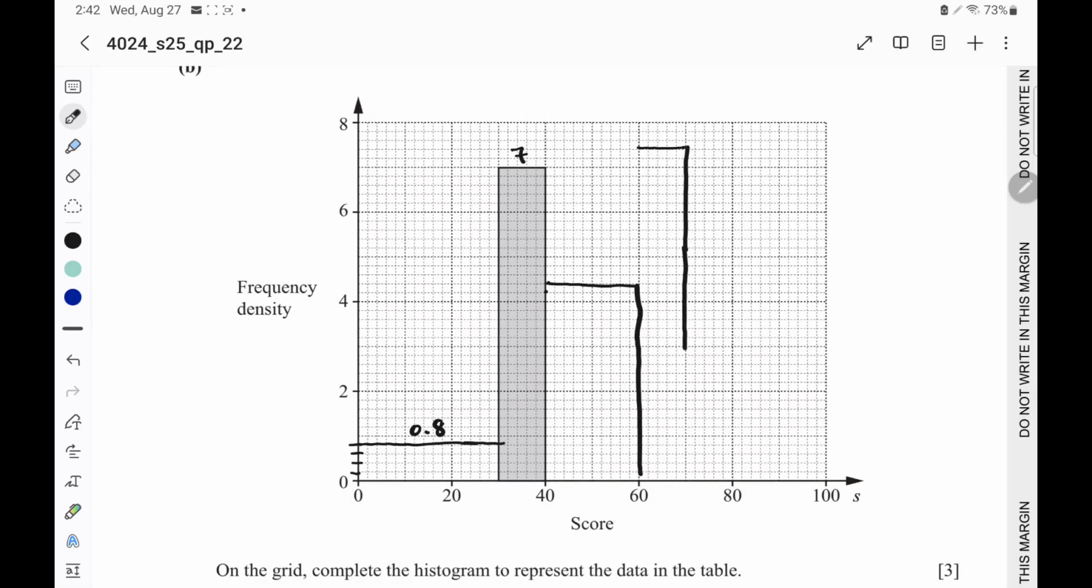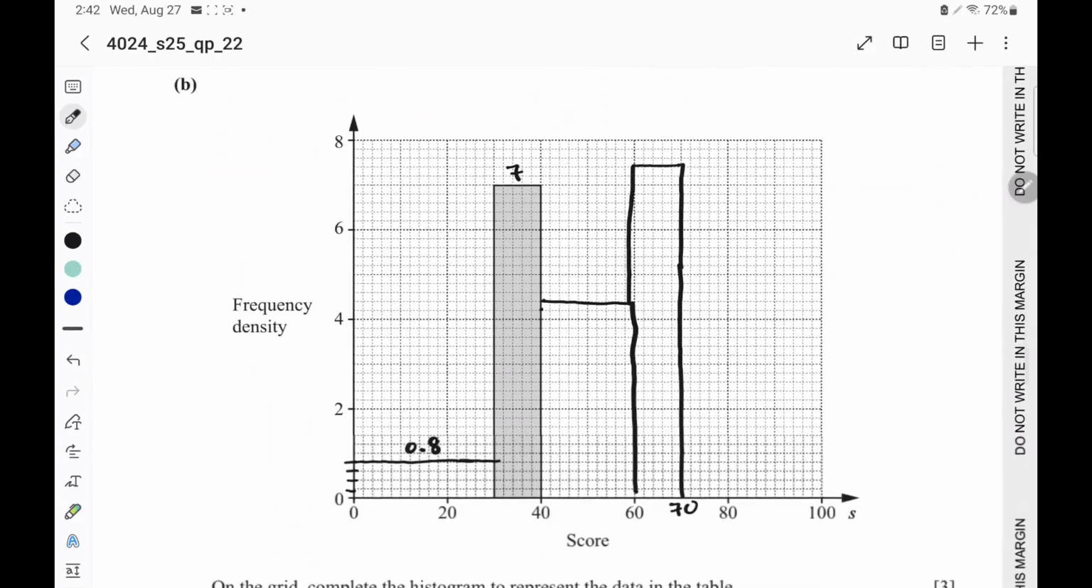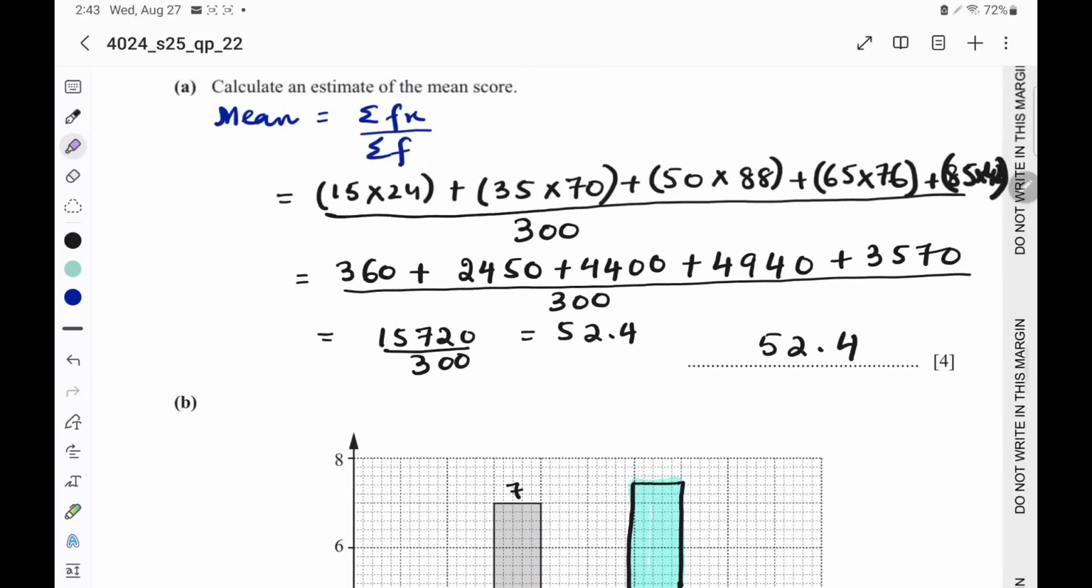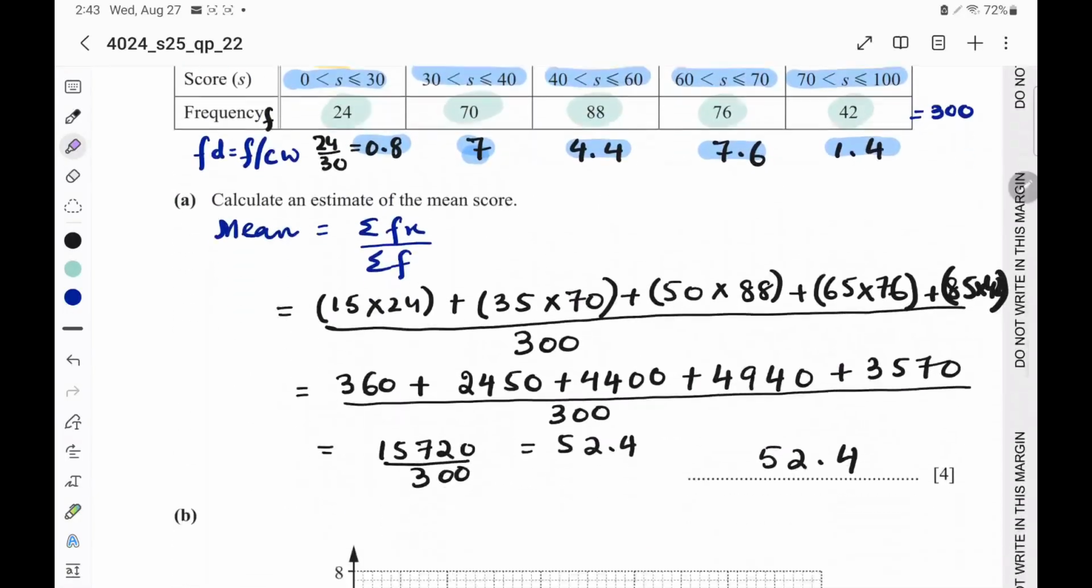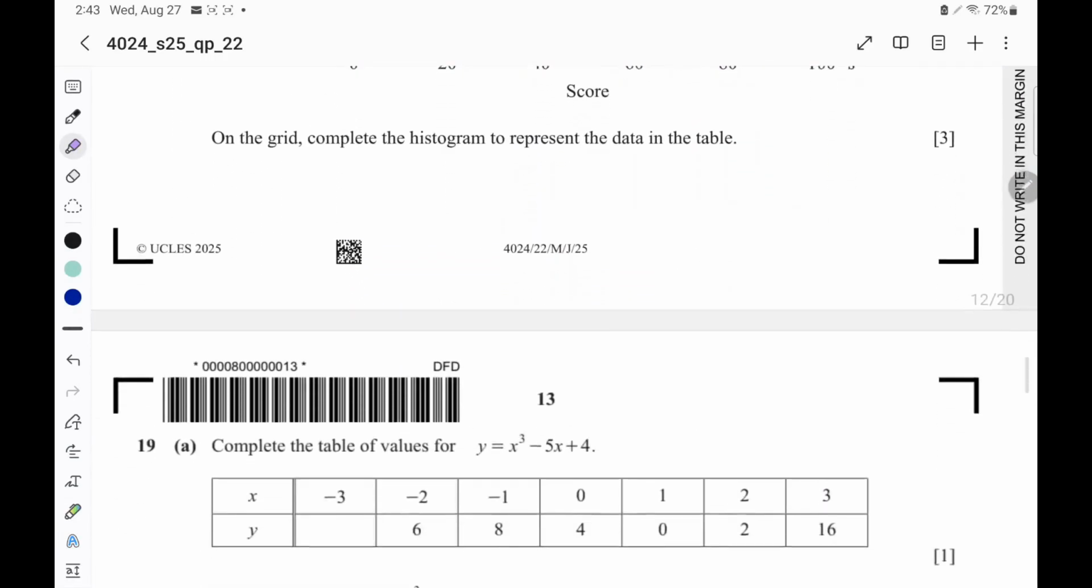I've just made till this much. This is your 70, and 70 to 100 it's reaching till 1.4. So 1, then 1.1, 1.2, 1.4. This is the histogram I have drawn for this data. You can check the frequency densities on the y-axis and your class boundaries on the x-axis.